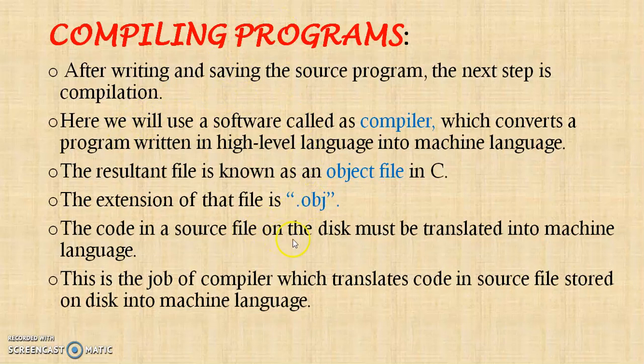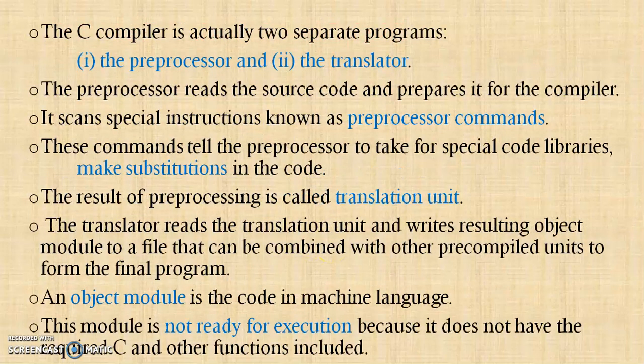The code in a source file on the disk must be translated into the machine language. The C compiler actually does two separate programs. One is the preprocessor and the second one is the translator. The preprocessor scans special instructions, known as preprocessor commands, and these commands tell the compiler to look for special code libraries and make necessary substitutions in the code, and the result of this preprocessing is known as a translation unit.